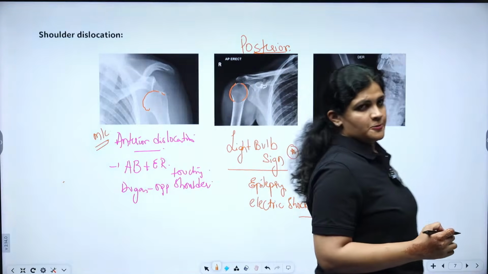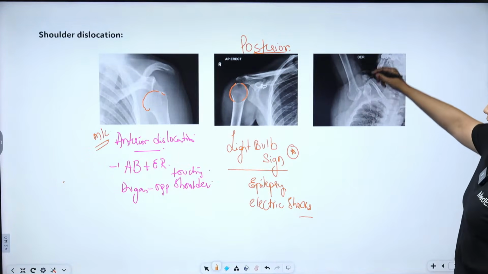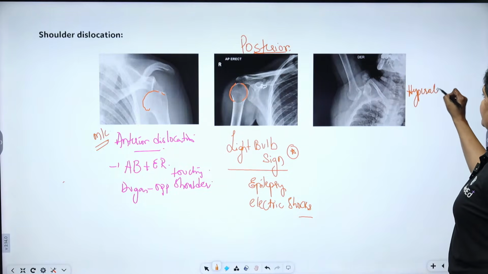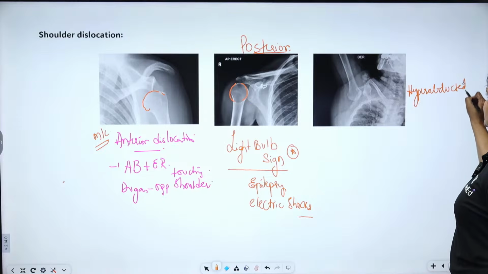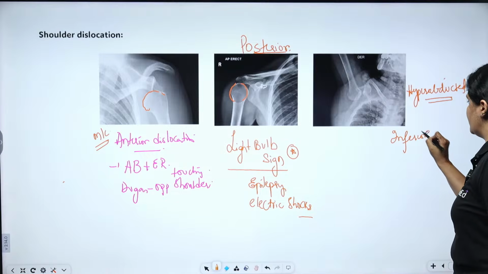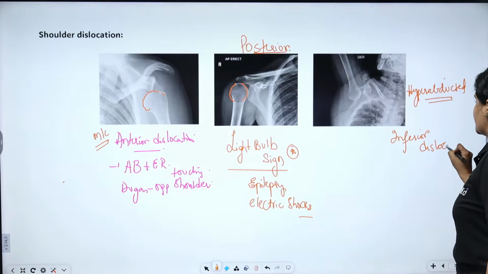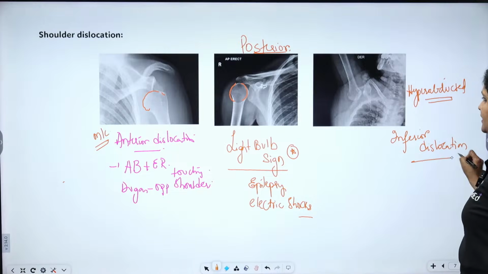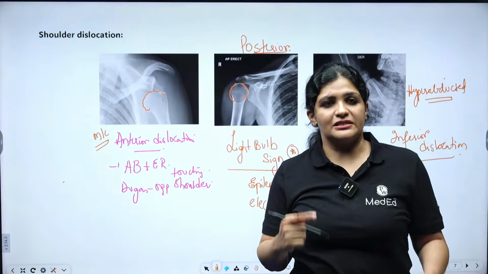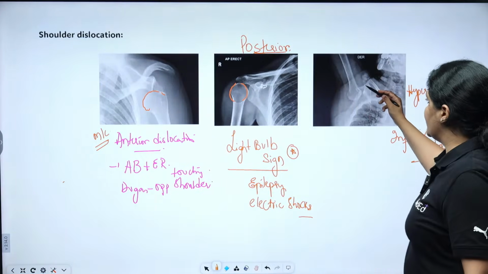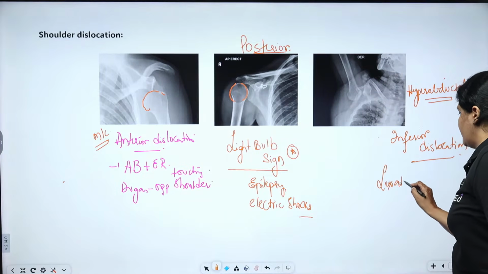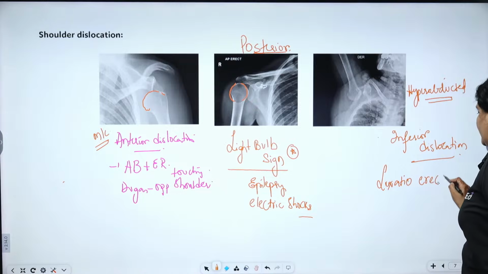And then what is this? The third X-ray. Here if you see, the arm is hyper abducted, right? This hyper abduction injury is nothing but your inferior dislocation, and typically the patient comes to the OPD with the arm in abducted position. This is how they come to the OPD, stating that this is a case of inferior dislocation. It is also called luxatio erecta.